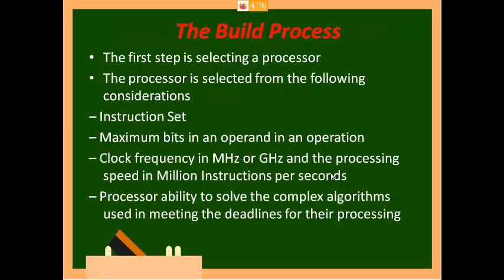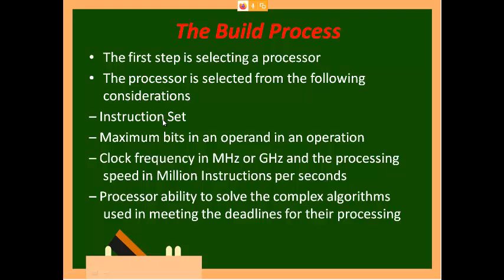Then comes the first step in building a processor. The processor is selected from the following considerations. First you have to select what processor will be useful for your application. See, for all applications there is not a single processor. In some cases I need more memory, in some cases I need more speed, and sometimes very low speed is also sufficient for us. Depending upon the application, speed will also vary. So the question is, a processor is selected from the following considerations.